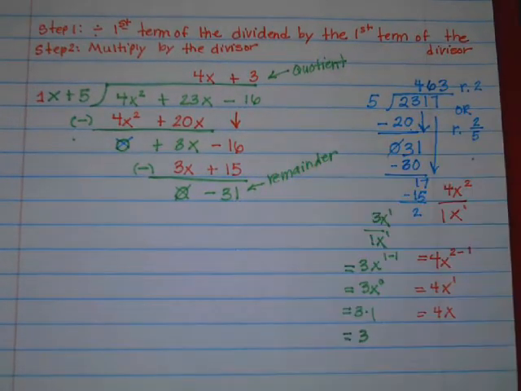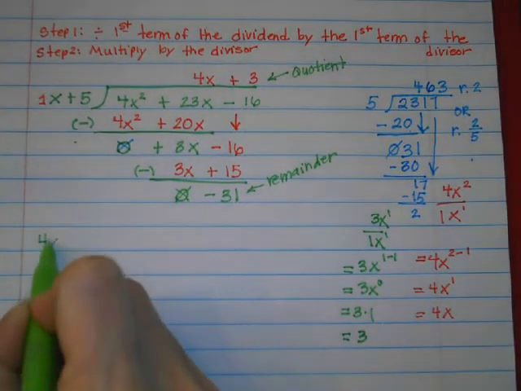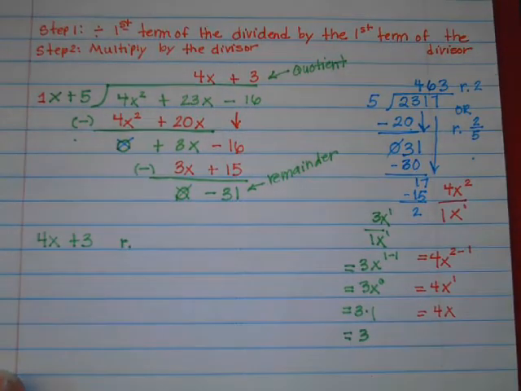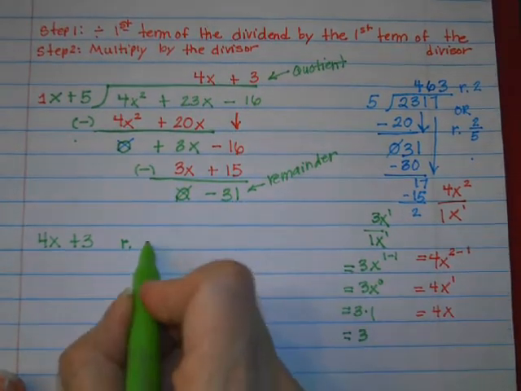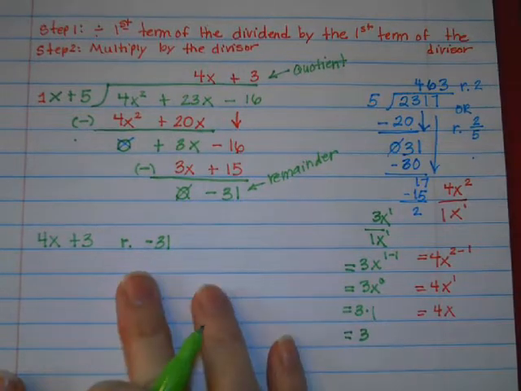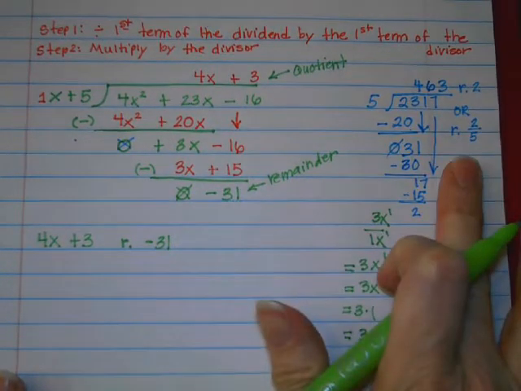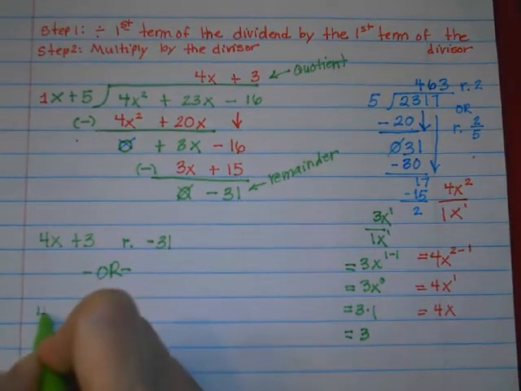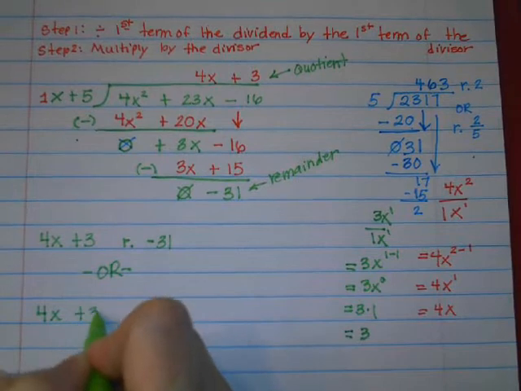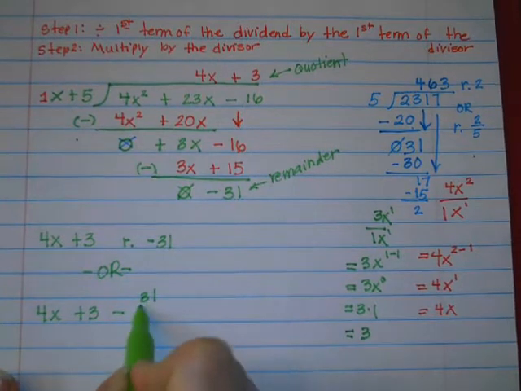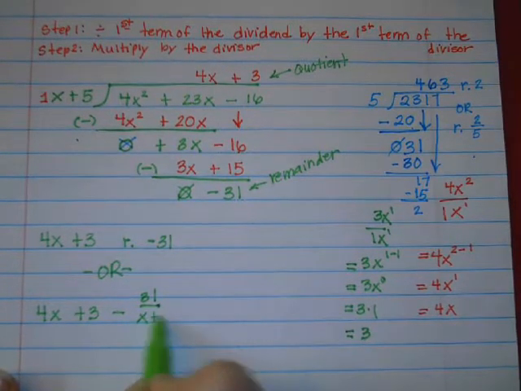So in polynomial long division, what you do is you write down your quotient, 4x plus 3, and then you write your remainder, a little r, remainder, and my remainder was a negative 31. Now, if they don't want you to write it like this, but kind of like that 463 and 2/5, we can put a big old fat or. You can write it 4x plus 3, and because our remainder was negative, minus 31, and we put it over our divisor, which was x plus 5.